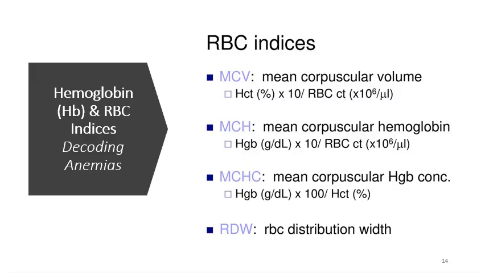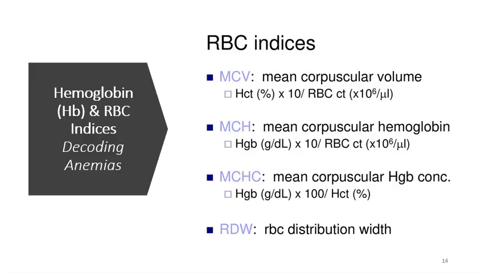So we have, for example, 15 grams, and we have about 45 milliliters of the blood being RBCs, and the others are plasma and the buffy coat. So at that time, we can understand how much of the RBC this hemoglobin occupies.